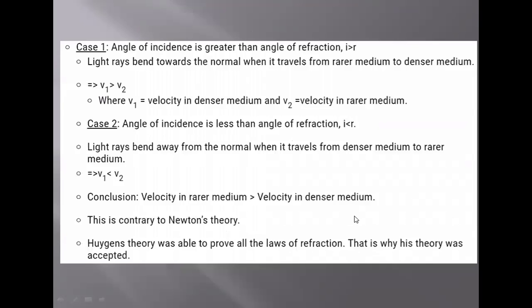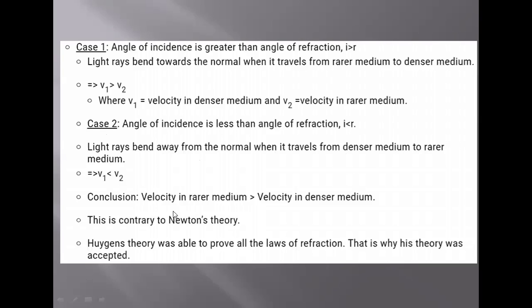Okay, so in case 1, the angle of incidence is greater than the angle of refraction, which I already told you. Light rays bend towards the normal when they travel from rarer medium to denser medium. So V1 will be greater than V2, where V1 is the velocity in the rarer medium and V2 is the velocity in the denser medium. In the denser medium the speed of light reduces, so the V2 value will reduce and the V1 value will be greater. In case 2, the angle of incidence is less than the angle of refraction. Light rays bend away from the normal when they travel from denser medium to rarer medium, and V1 will be less than V2.